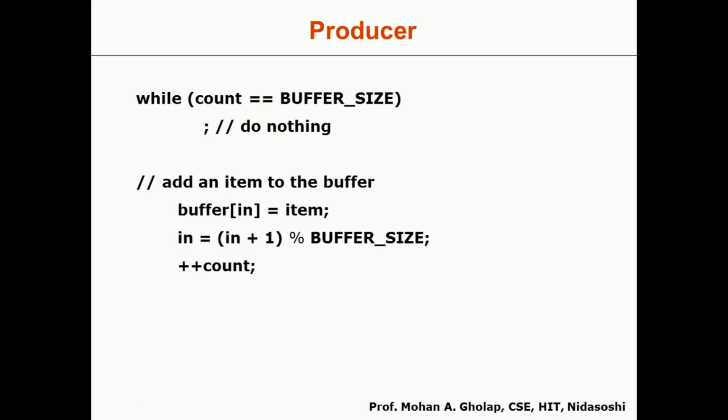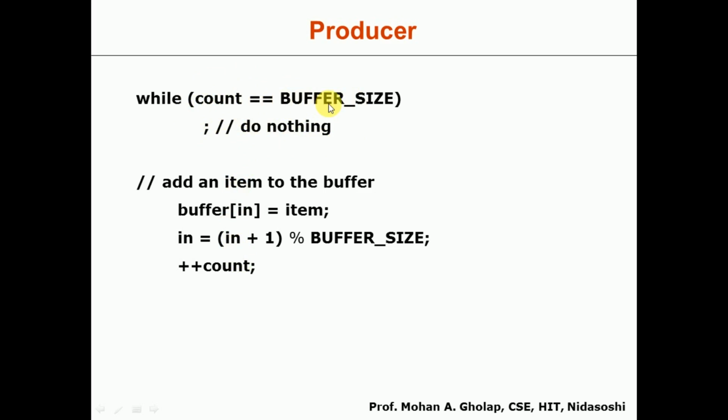Your buffer is full means there is no free space to add new data. So when the buffer is full, how can the producer produce data and place it anywhere? That's why when count is equal to buffer size, it will not do anything. It is shown by the empty statement, that is the semicolon: do nothing until count is not equal to buffer size. It's a while loop, so only when this condition becomes false will the remaining lines be executed.